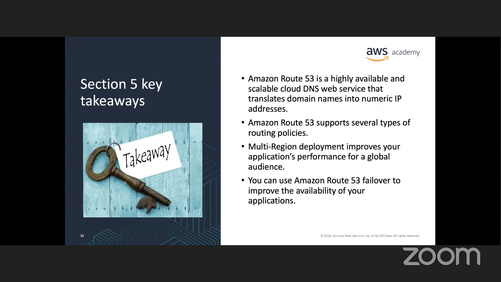Amazon Route 53 is a highly available and scalable cloud DNS web service that translates domain names into numeric IP addresses. Amazon Route 53 supports several types of routing policies. Remember, there are 7. Okay. Can someone mention some of the routing policies?